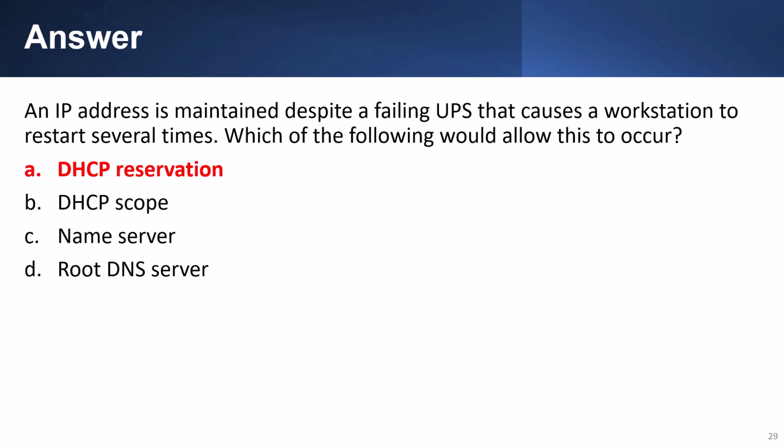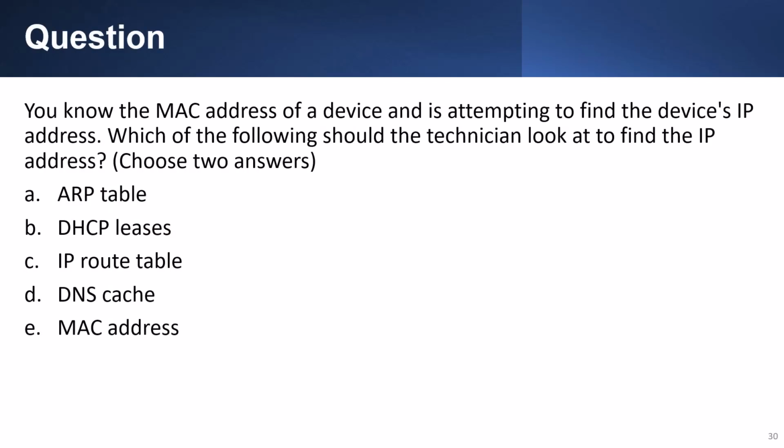Answer: DHCP reservation. Question: You know the MAC address of a device and are attempting to find the device's IP address. Which of the following should the technician look at to find the IP address? Choose two answers. Answers: ARP table and DHCP leases.